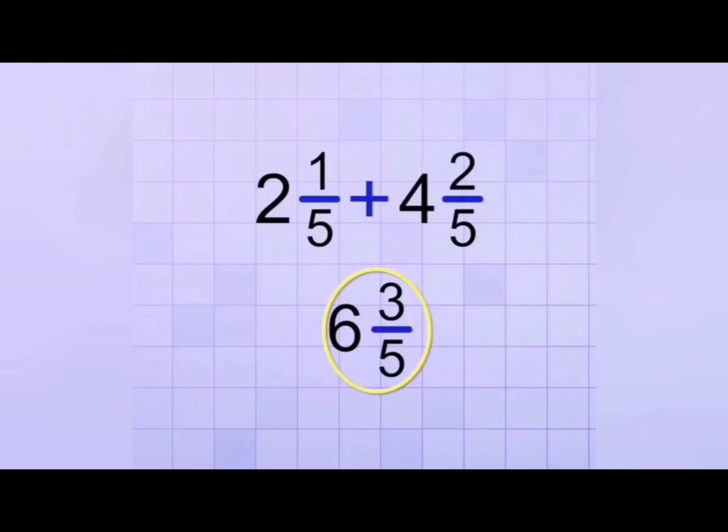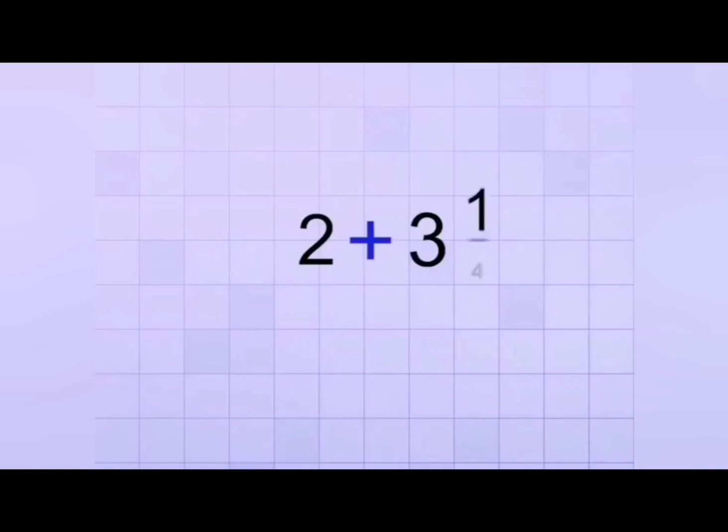Here is another example of addition of mixed numbers. 2 1/5 plus 4 2/5. We will just add the whole numbers. 2 plus 4 is equal to 6. In the fractions, 1 plus 2 equals 3, and we will just copy the denominator. So the final answer is 6 3 over 5.